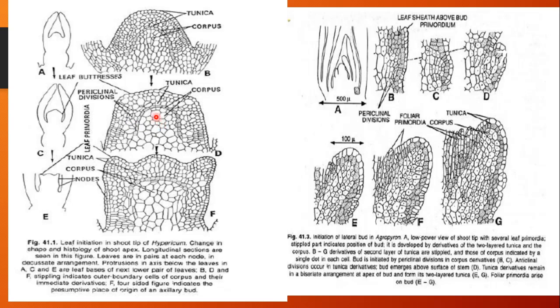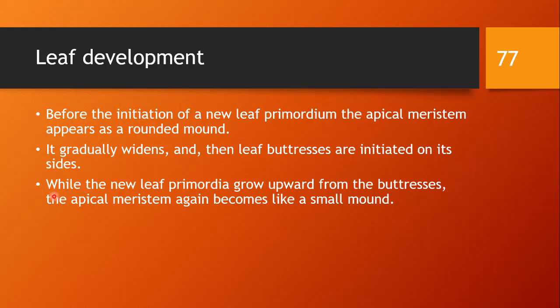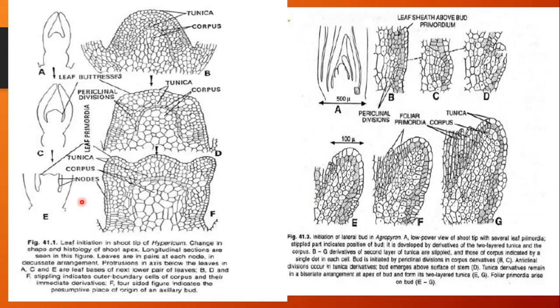So leaf primordia are formed on the sides, and while the new leaf primordia grow upward from the buttresses, the apical meristem again becomes a small mound. So at the end it again forms a small mound, leaf buttresses develop on the sides, and this condition is then again restored.